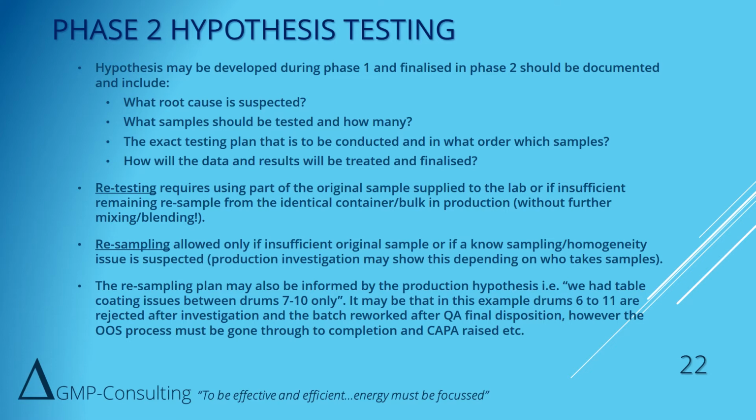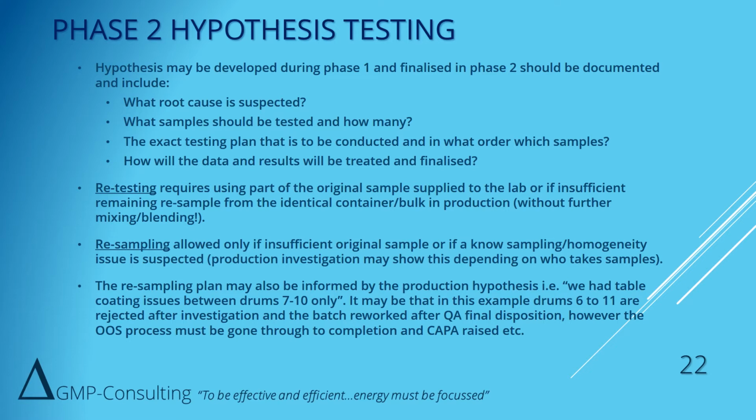So even though production are meant to go off and do their own investigation, obviously there are times when production and the lab, I guess, come up with the same idea, the same hypothesis, and it might involve the sampling or where the sample was taken, and so you both need to sit together and come up with a plan sometimes. So come up with what you think the root cause is, decide ahead of time what samples you're going to test and why. You need a testing plan. It needs to be approved by QA, especially the order of doing things.